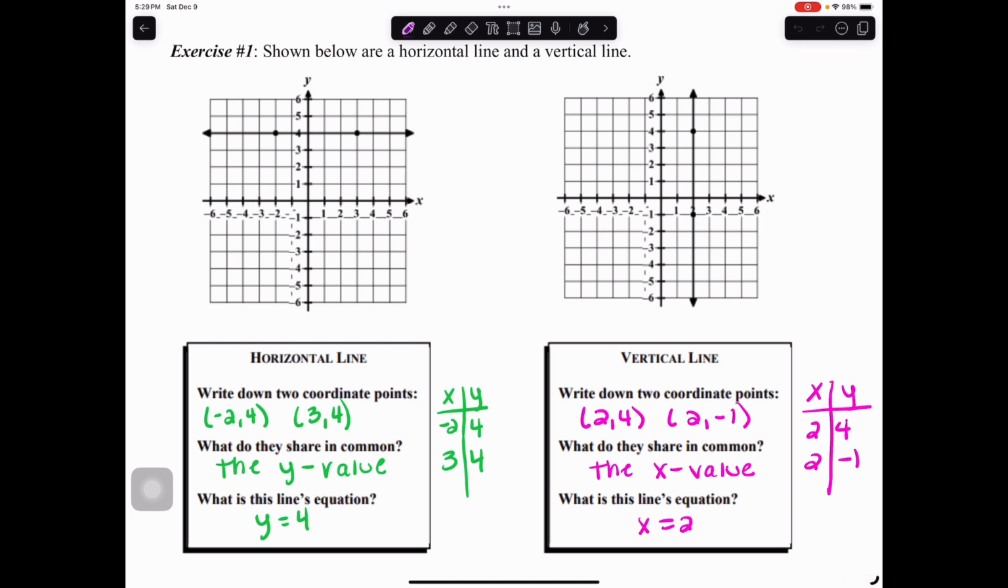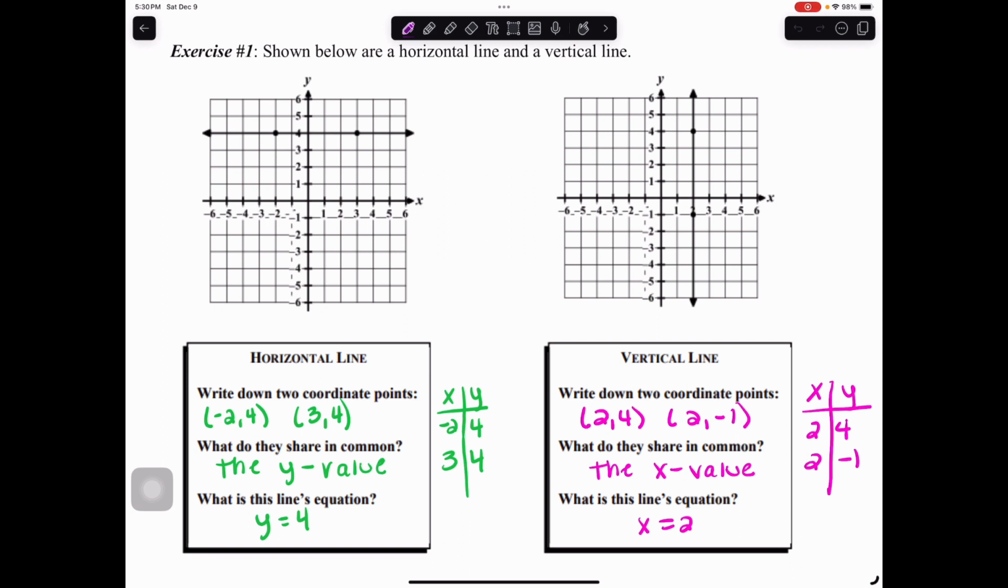Okay, so now that you've tried on your own, we'll look at the horizontal line first. There were 2 coordinates plotted here, so we had to write down the 2 coordinate points. So the coordinates were -2, 4 and 3, 4. The next question, what do they share in common? The y value. So that tells me that this equation is y equals 4. No matter where you are on this horizontal line, your y value is a 4.